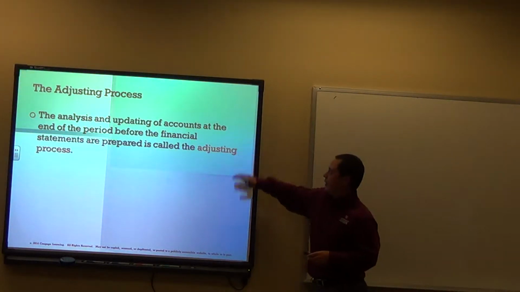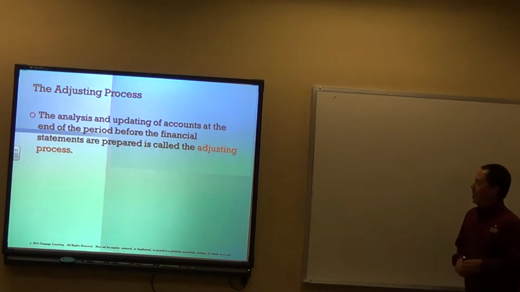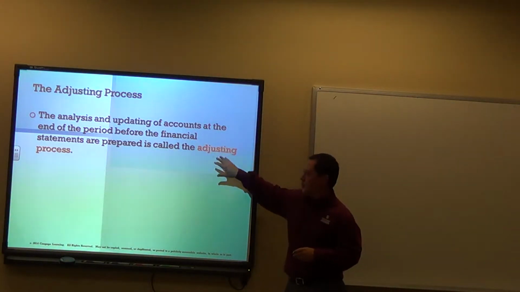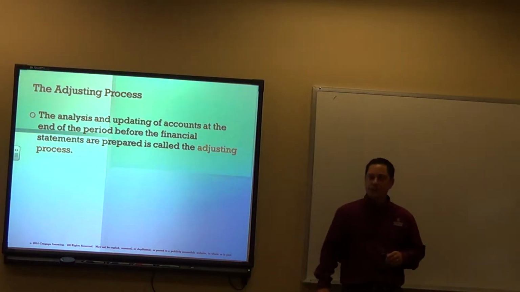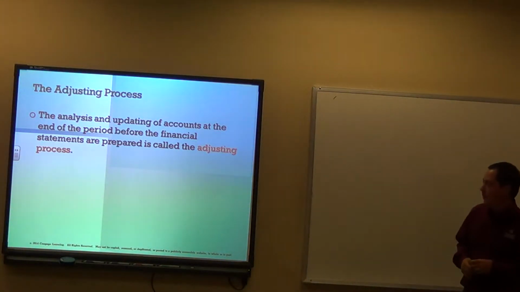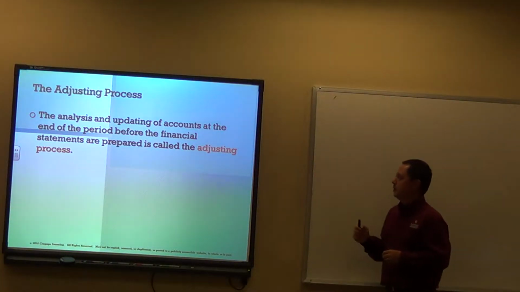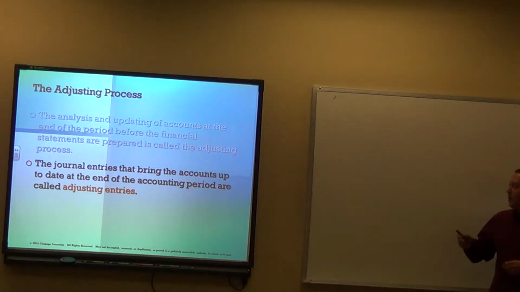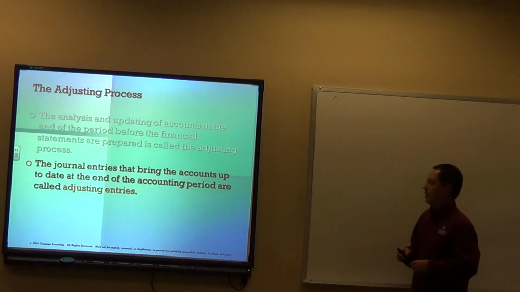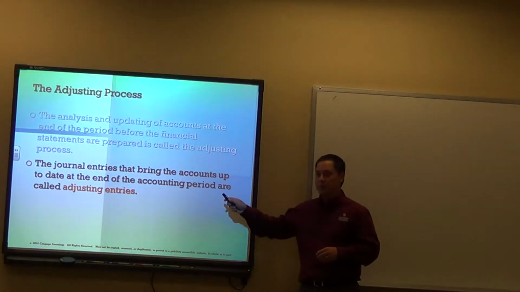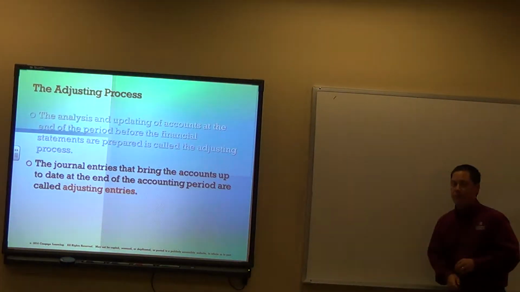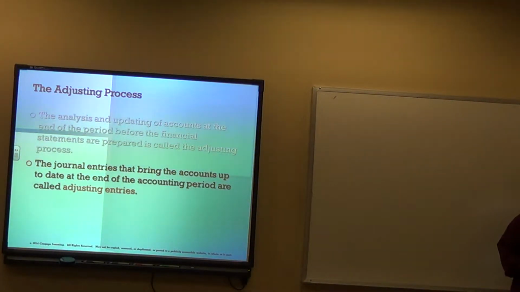All right, so the analysis and updating of the accounts at the end of the period, before the financial statements are published, is the adjusting process. That's what we'll be discussing pretty much throughout this chapter. And the journal entries that bring the accounts up to date to the end of the accounting period are the adjusting entries. So that's what we're going to be doing for each individual account that needs it.